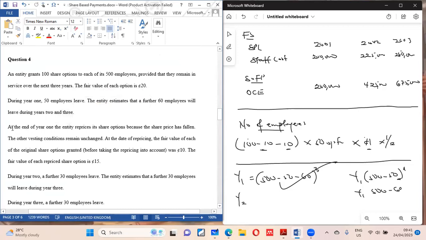All right. And then this one said at the end of year 1, the entity reprices the share option because the share price had fallen. That is not my problem. As for the share price, we will talk about it later, maybe on Saturday. But okay, this is where I'm interested in. During year 2, a further 30 employees leave, and the entity estimates that a further 30 employees will leave during year 3. So, who can help?